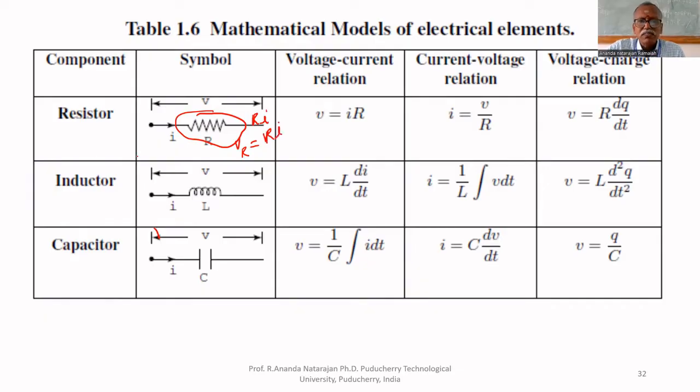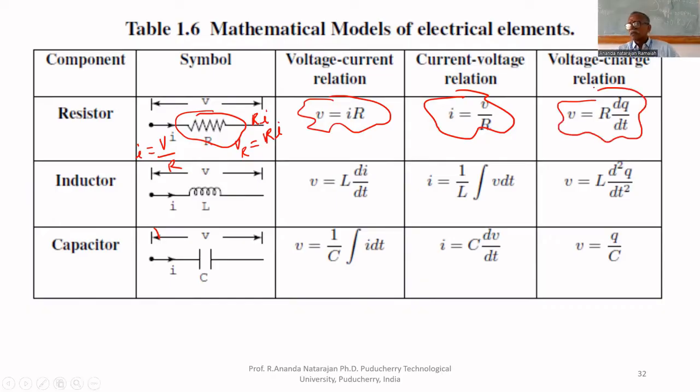What is the current through the resistor? I equal to V divided by R. That is the current through the resistor. If you write the expression for current, V by R. If you write the expression for voltage, IR. You can write the expression in terms of charge also.